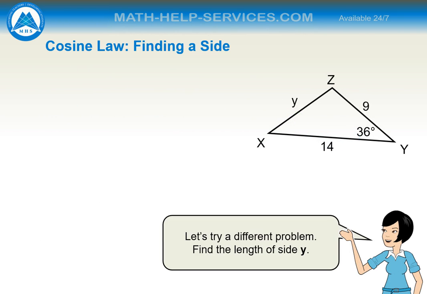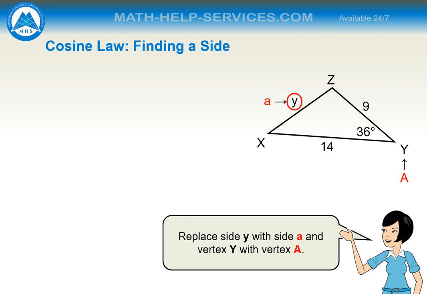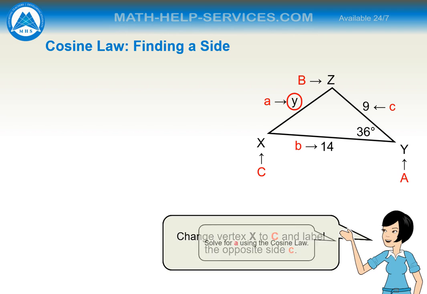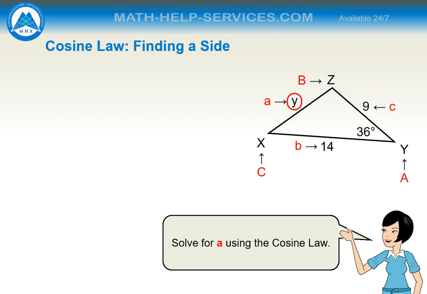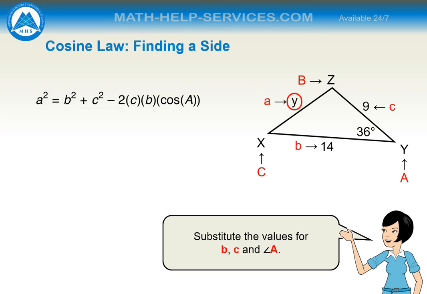Let's try a different problem. Find the length of side Y. Let's replace side Y with side A and vertex Y with vertex A. Now replace vertex Z with B and label the opposite side B. Change vertex X to C and label the opposite side C. Solve for A using the cosine law. Let's write this out. Substitute the values for B, C, and angle A.